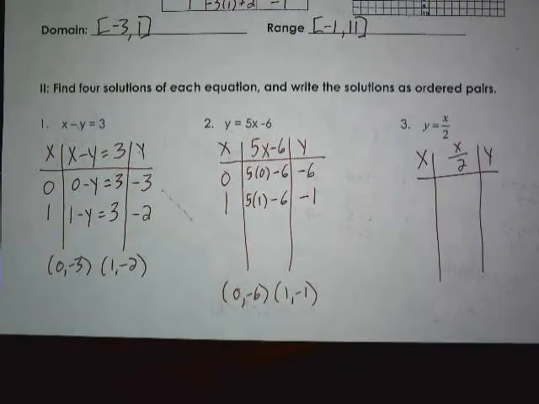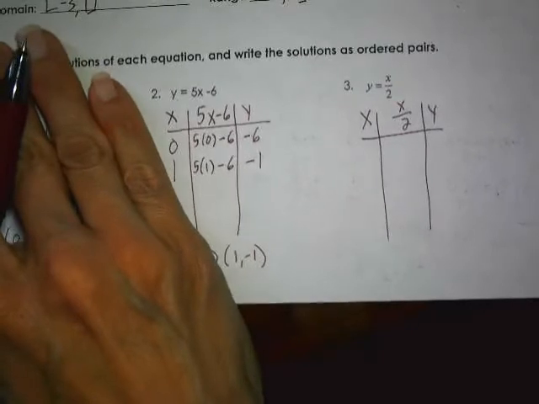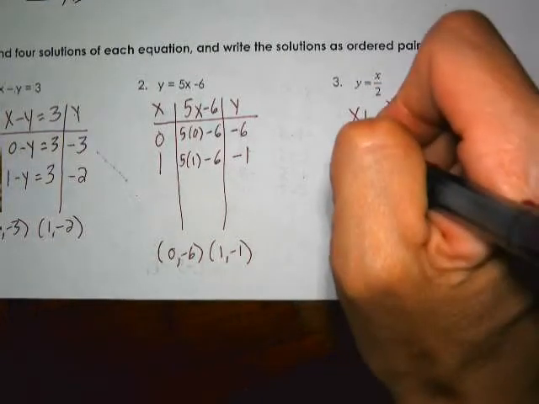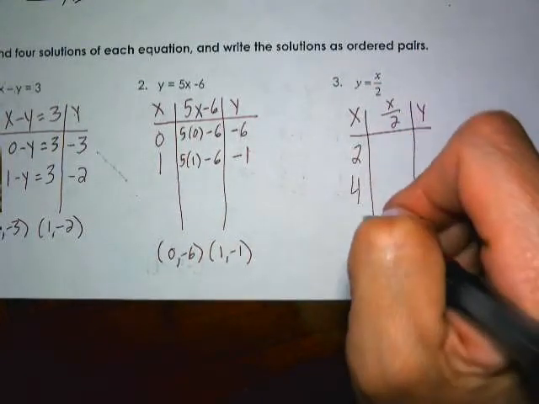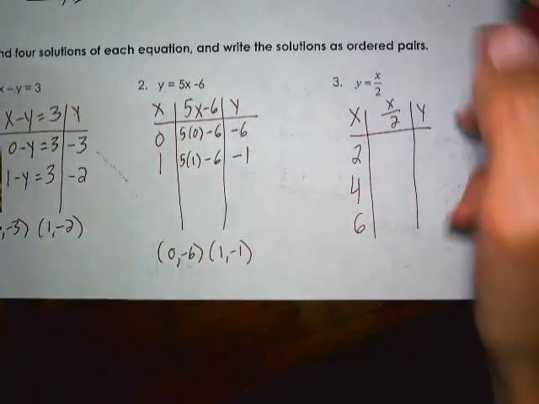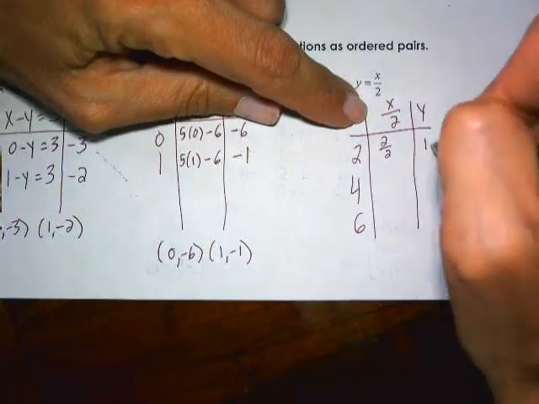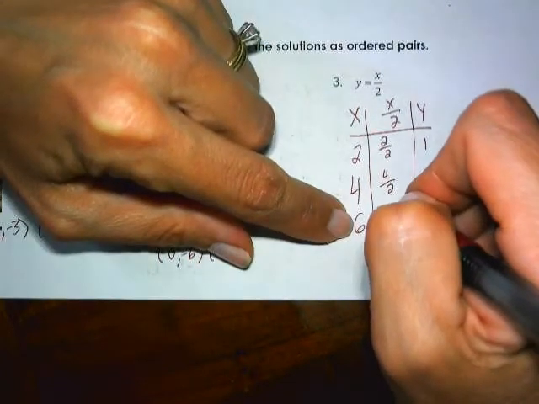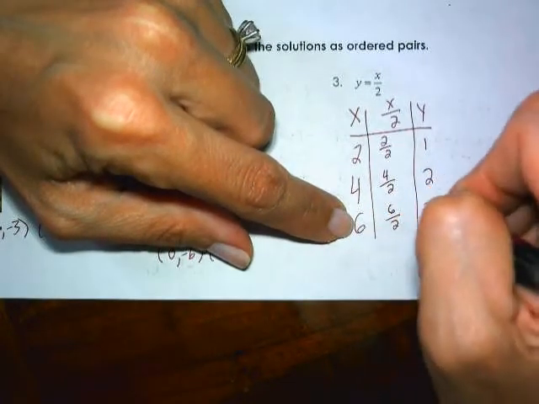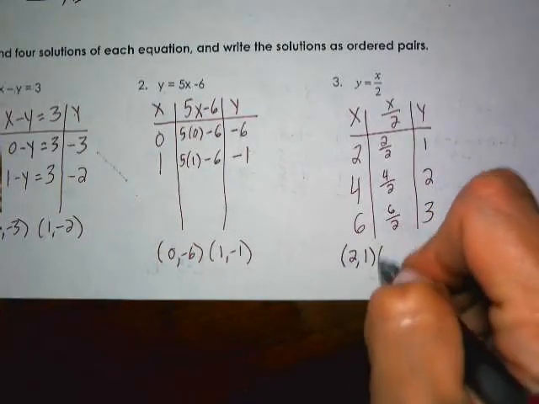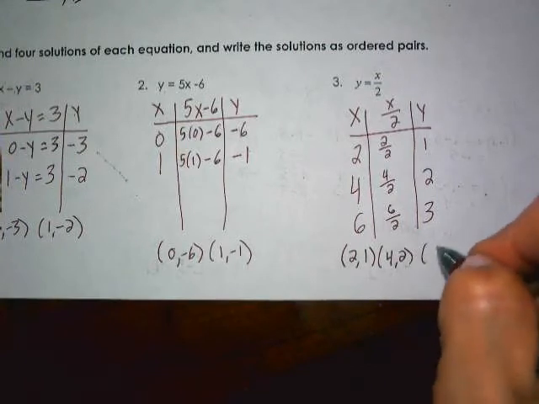All right, so here I'm just going to take advantage of the fact that I want to pick numbers that will easily divide by 2 for my x's. So I'm going to go ahead and do 2. I'll do 3 this time: 2, 4, and 6. So 2 divided by 2 is 1. 4 divided by 2 is 2. And then 6 divided by 2 is 3. So we could look at this as 2, 1; 4, 2; and 6, 3.